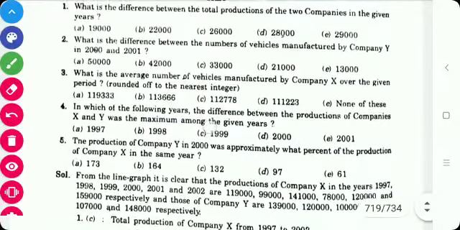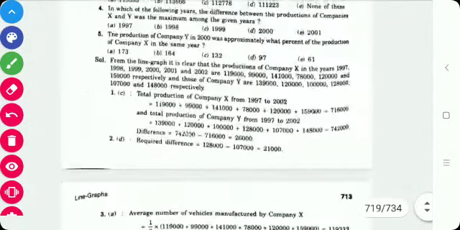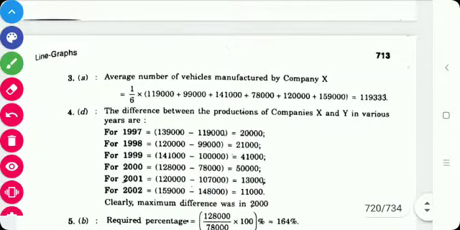Third question is, what is the average number of vehicles manufactured by company X over the given period? We have to add all the production of the company from 1997 to 2002, and as there are 6 years, we have to divide it by 6. So 1 by 6 times the addition of all the years from 1997 to 2002. The average is 1,19,333.